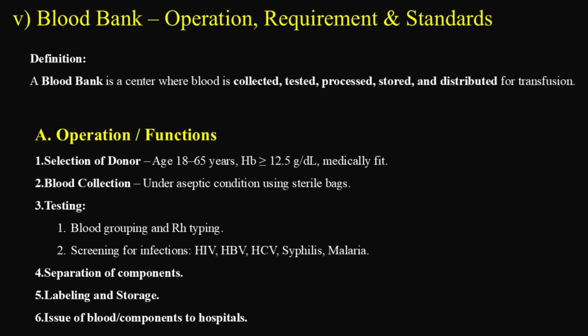Operations involve 6 key steps. First, the selection of donor, who must be 18 to 65 years old, have a hemoglobin of at least 12.5 grams per deciliter, and be medically fit. Second, blood collection under aseptic conditions using sterile bags. Third, testing, which includes blood grouping, Rh typing, and screening for infections like HIV, hepatitis B, hepatitis C, syphilis, and malaria. Fourth, separation of components. Fifth, labeling and storage. And finally, sixth, issue of blood and components.